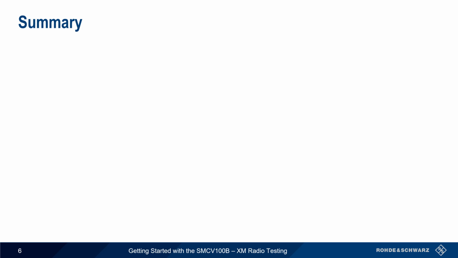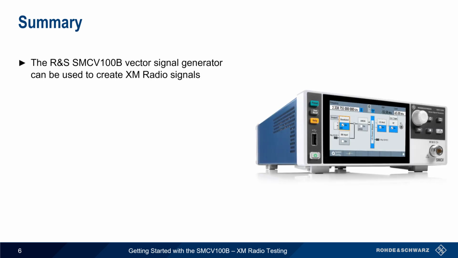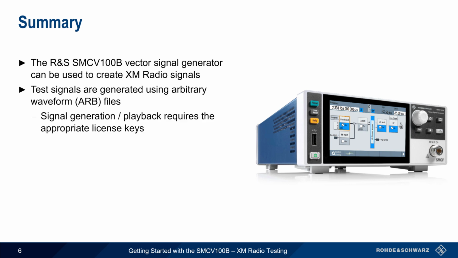Let's end with a brief summary. The Rohde & Schwarz SMCV100B vector signal generator can be used to create XM radio test signals using arbitrary waveform or ARB files. Signal generation and playback require the appropriate license keys or option codes, and the ARB files themselves must be obtained directly from SiriusXM.